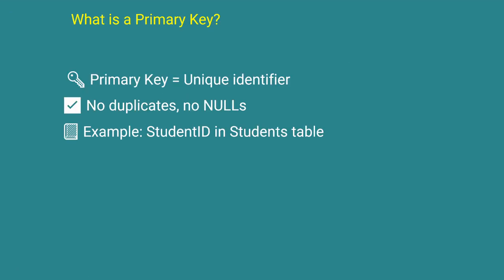A primary key uniquely identifies each row in a table. It cannot be duplicated or left empty. For example, student ID in a students table ensures each student record is unique.